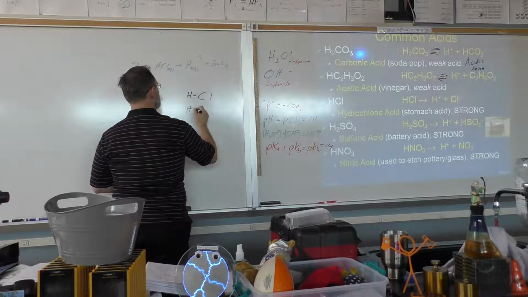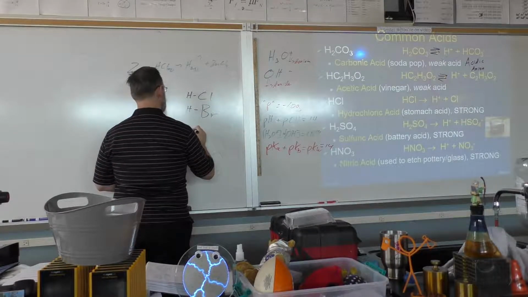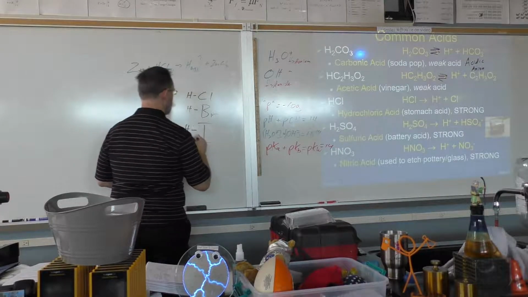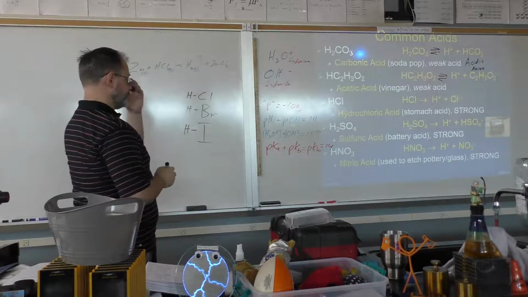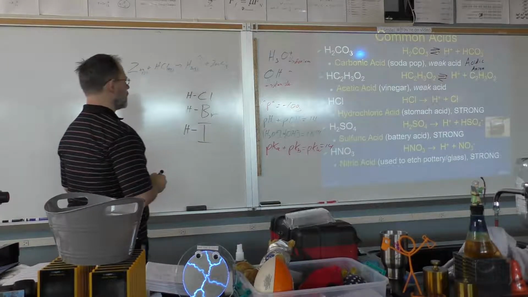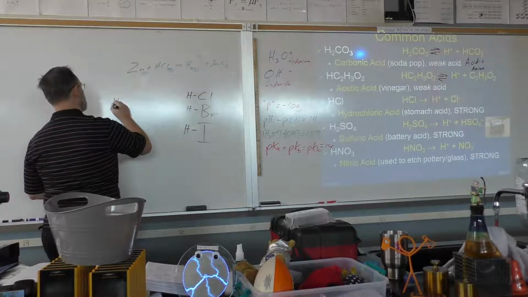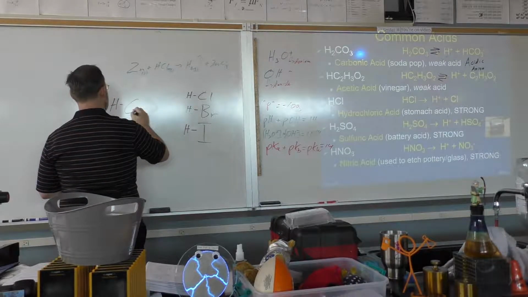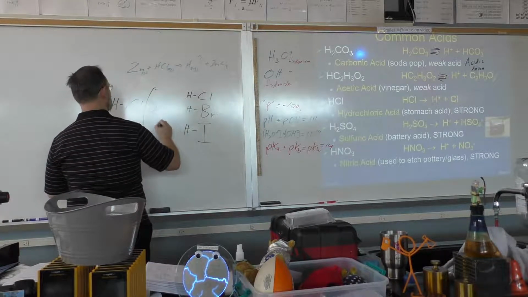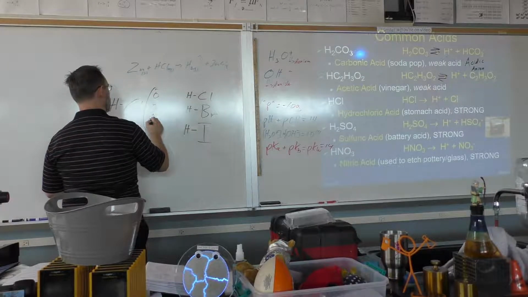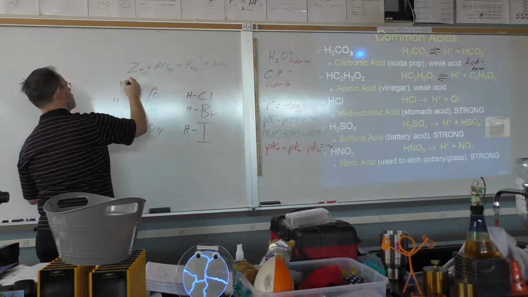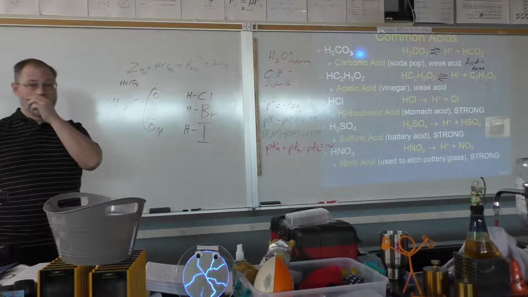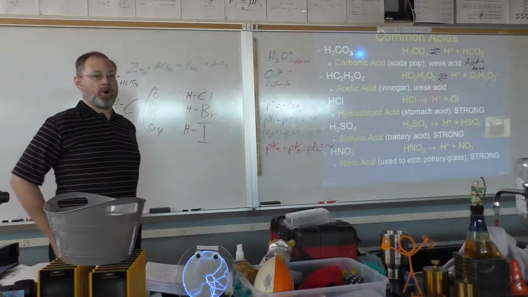HCl, HBr, and HI. Alright. And besides those, there's also HClO4, whereas O is actually made up of 4 O's. HClO4. What's that one called? Perchloric acid. Perchloric acid? Perchloric acid.